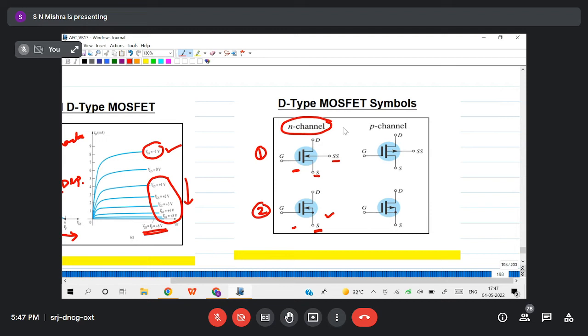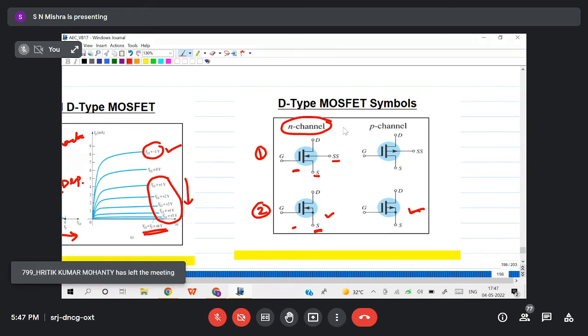Another thing you can mark: like NPN and PNP transistors, whatever arrow mark concept we assumed, here it is a little bit different, just the opposite. For an NPN transistor, the arrow is outgoing, meaning that is N type or NPN type. Here the arrow is incoming, meaning that is N channel. Similarly for P channel, the arrow is outgoing. You should remember that concept so that you can easily remember the symbol.